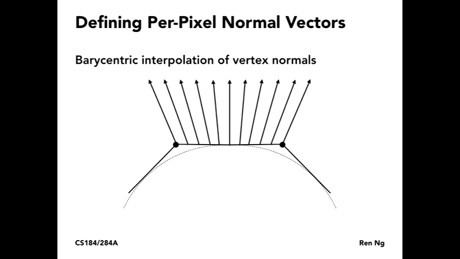Well, why not barycentric interpolation? That may be some way to interpolate the function across there. And it would look something like this if we did it in 2D. For 3D, it'd be across the face as well. But along this edge, this is what it would look like. Now, one thing you might notice is that the length of those vectors is not the same.